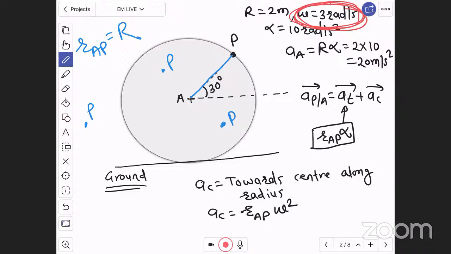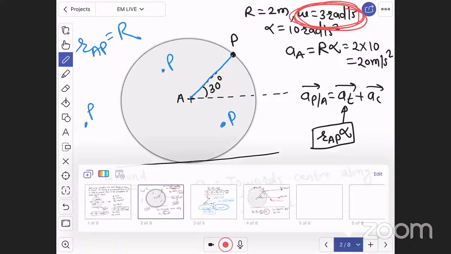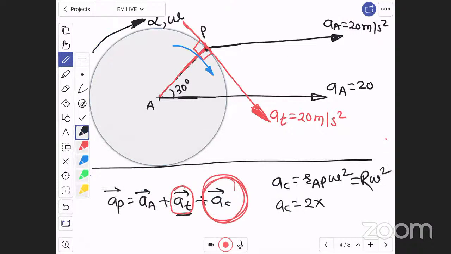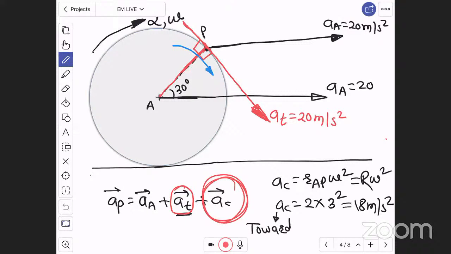In the question, angular velocity is given as 3 rad per second, so use this angular velocity. Therefore 3 square, that is 2 into 3 square, 2 into 9, 18. It is 18 meter per second square, and this centripetal acceleration is towards the center along the radius.